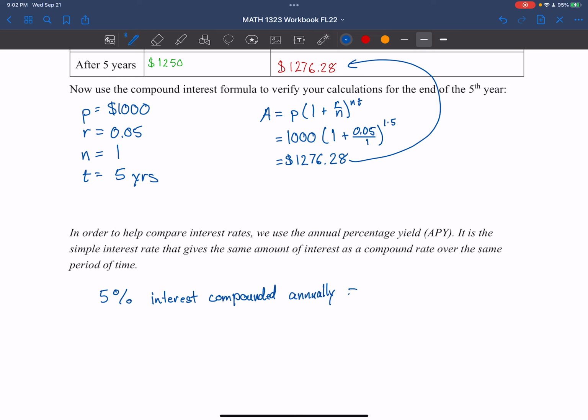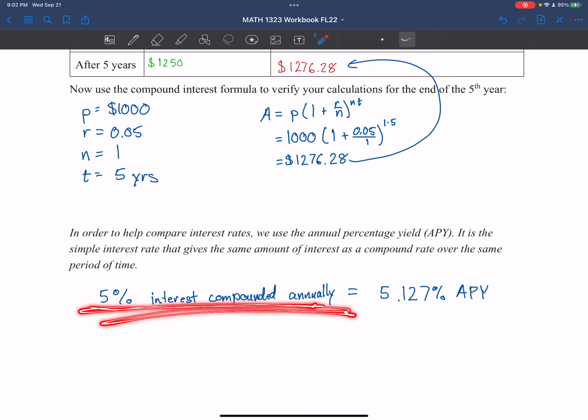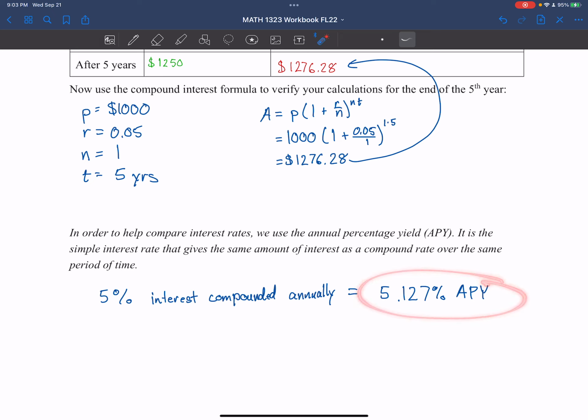What you would have right here is a 5.127% APY. So if you were to have 5% interest compounded annually, then this would just be 5% APY. This would be the rate you would use for the simple interest formula to get the same result as the compound interest formula. Okay, so that is how it relates.